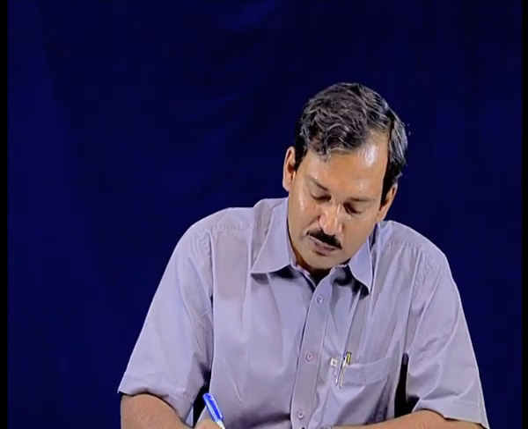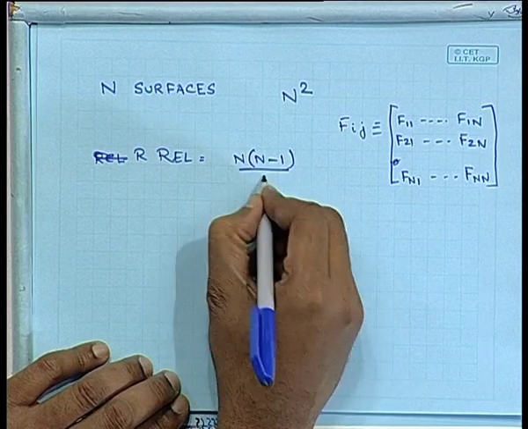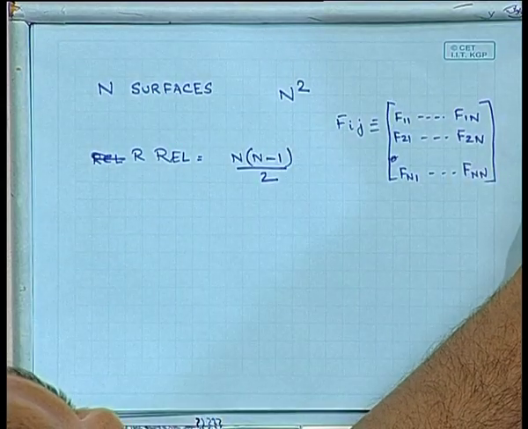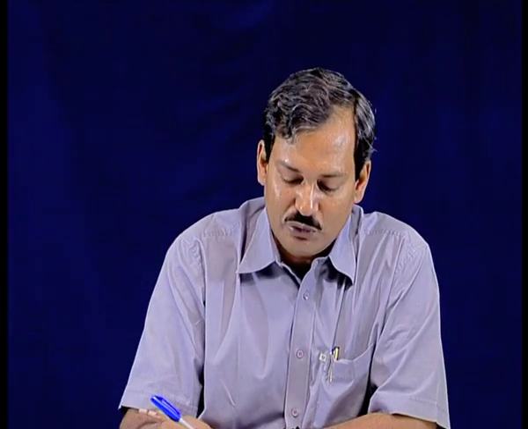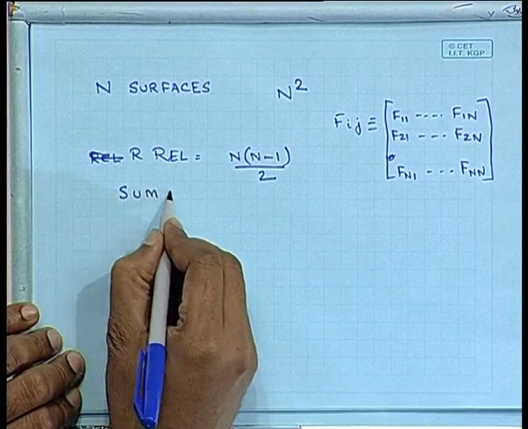N minus 1. Surface 2, 1 is already counted. So, you are going to start with n, n minus 1, n minus 2, n minus 3 and so on. So, all the sum of all these relations are already there. So, reciprocity would give you n into n minus 1 by 2 such relations. Okay. So, you would have to independently evaluate n square minus n into n minus 1 by 2, that many relations. You are also going to have summation relations.